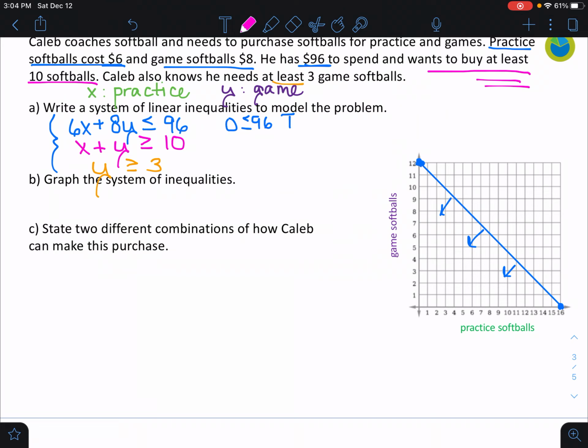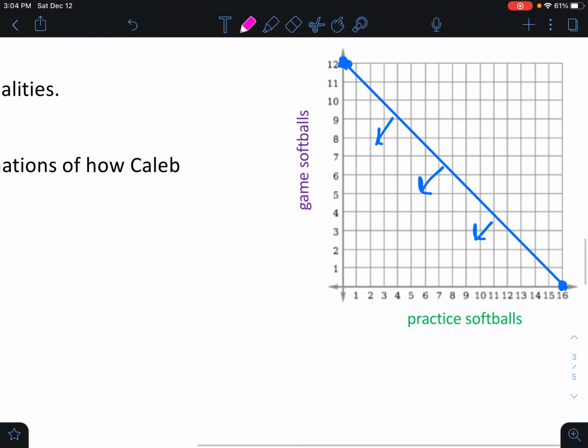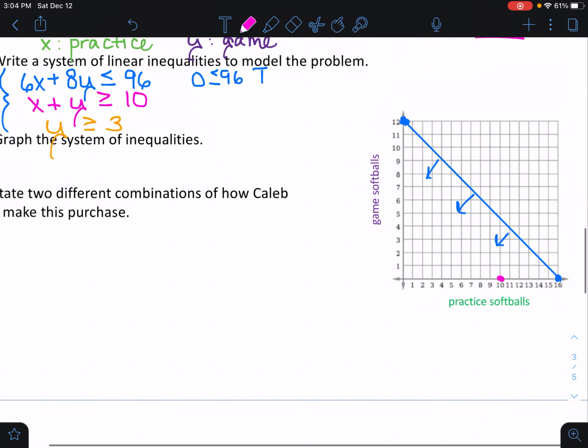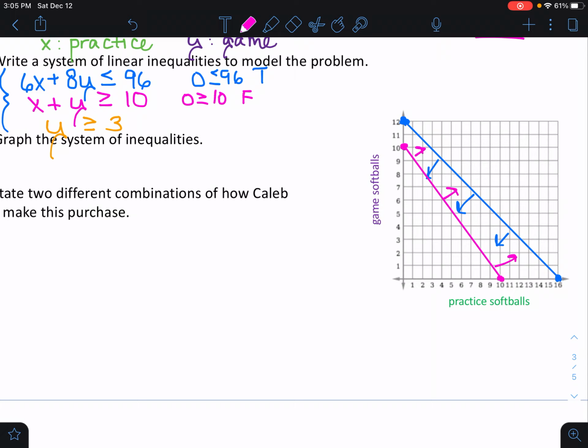Next, we have to graph x plus y is greater than or equal to 10. Well, the cover-up method is going to be pretty easy here. My x-intercept would be 10. My y-intercept would also be 10. I'm going to draw my line here. Now this is greater than or equal to 10, so if I go (0, 0), I get, is 0 greater than or equal to 10? No, false. I'm shading away. So far, anything between the pink and blue line right now is going to be a solution so far.